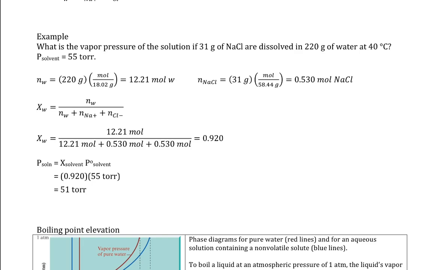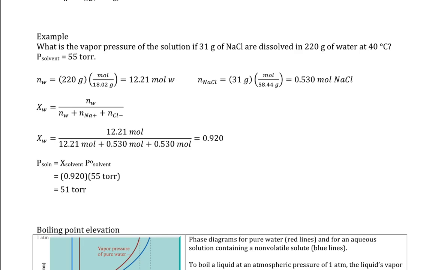So we have 0.530 moles of NaCl. Alrighty, now the mole fraction of the water is the moles of water over the moles of water plus the moles of sodium plus the moles of chloride ions. So we have 12.21 moles over 12.21 moles plus the amount of sodium in sodium chloride, 0.530 moles. The amount of chloride ions in there is 0.530 moles, so we get the mole fraction to be 0.920.